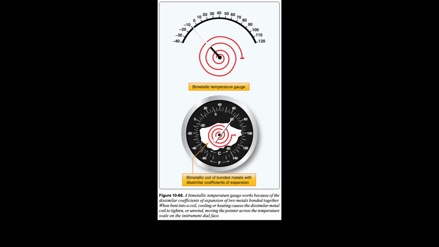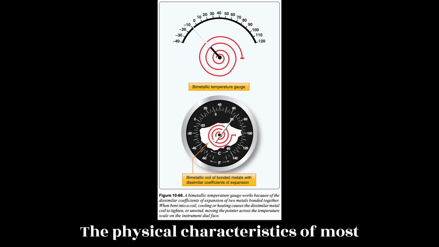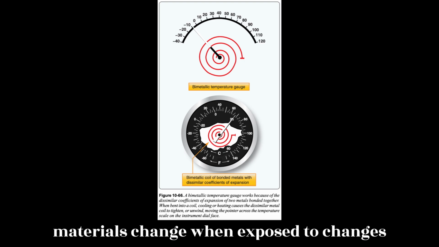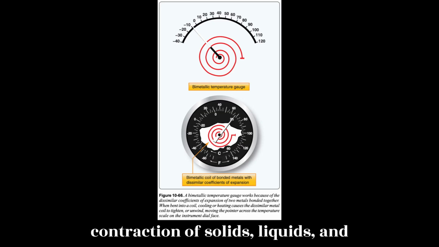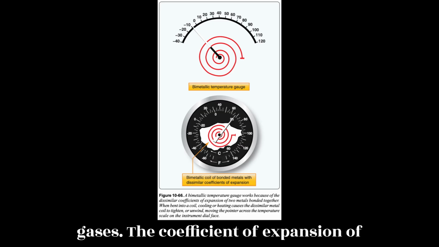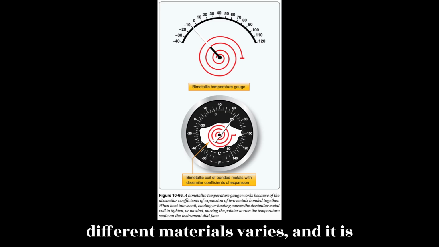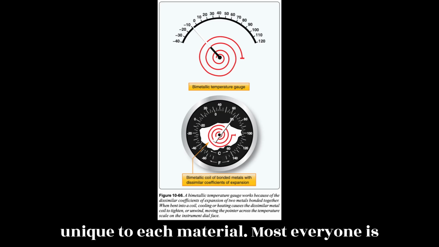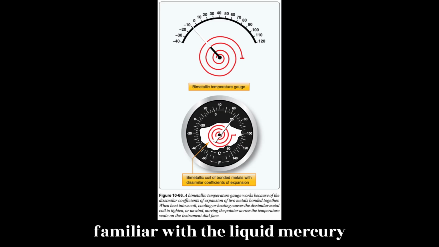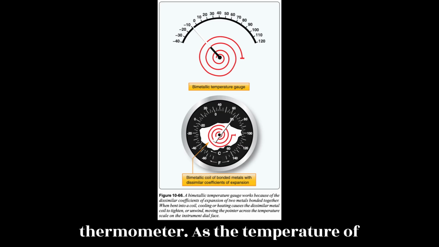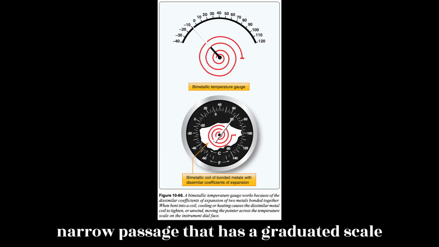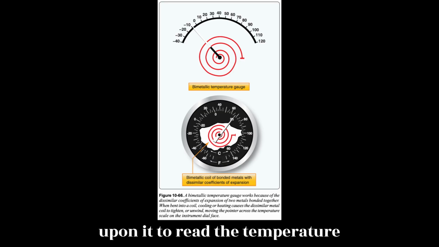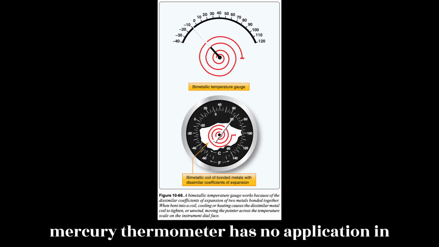Non-electric temperature indicators. The physical characteristics of most materials change when exposed to changes in temperature. The changes are consistent, such as the expansion or contraction of solids, liquids, and gases. The coefficient of expansion of different materials varies and it is unique to each material. Most everyone is familiar with the liquid mercury thermometer. As the temperature of the mercury increases, it expands up a narrow passage that has a graduated scale upon it to read the temperature associated with that expansion. The mercury thermometer has no application in aviation.